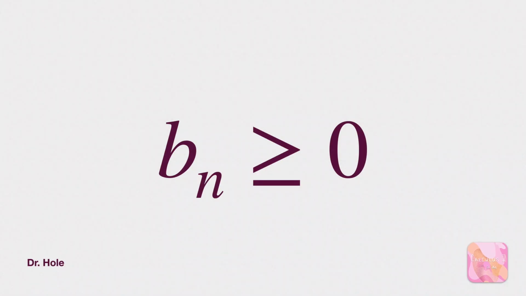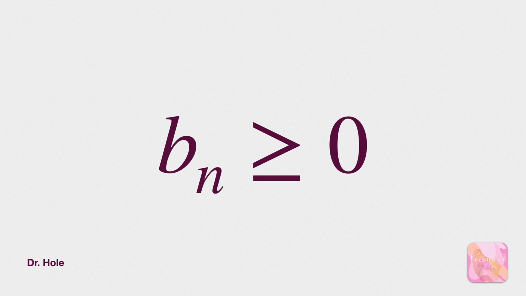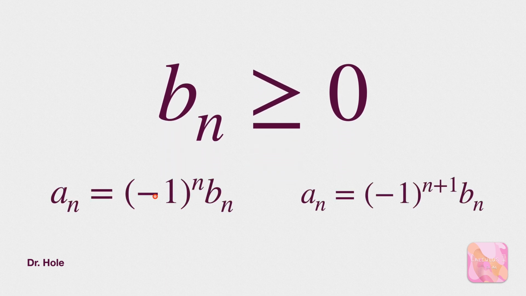Our notation is going to be, instead of the a_n's being non-negative, we'll let b_n denote the non-negative portion. And then for the a_n's, we'll set a_n to be (-1)^n times b_n. Alternatively, a_n will be (-1)^(n+1) times b_n.